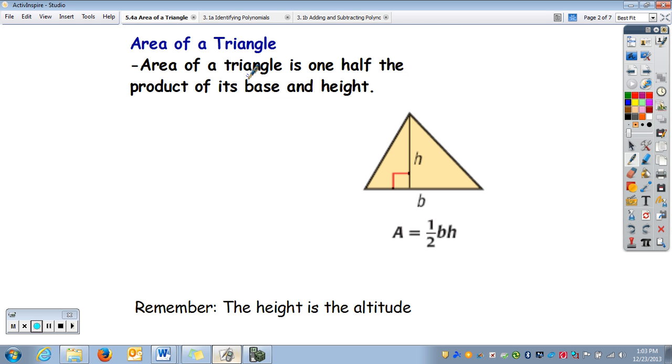So the area of a triangle. The area of a triangle is 1/2 the product of the base and the height. There's your formula, 1/2 base times height. Now your height, I talked about in the previous unit, is the altitude of a triangle. So we use the altitude, that's why it's important for us to know what it is, to find the height. And notice it makes a right angle, remember, to the opposite side.